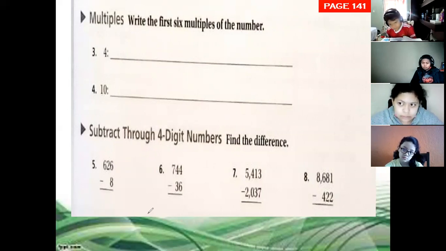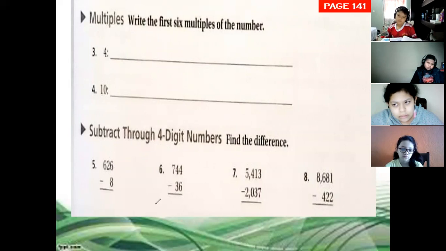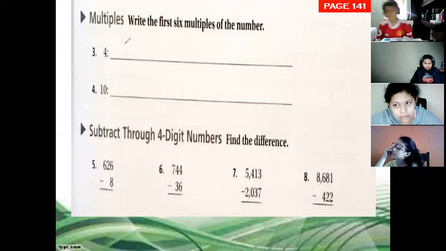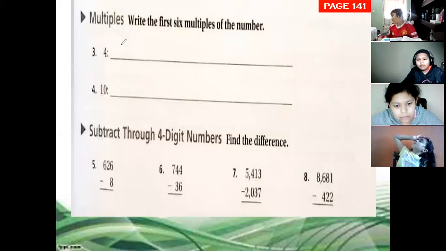Alan, the first one is 2 and the second one is 7. Those are the answers. Okay, multiples. Write the first 6 multiples of 4. What are the multiples? The products of the table of 4. What is the first product in the table of 4? 4 times 1? 4. That's the first multiple.